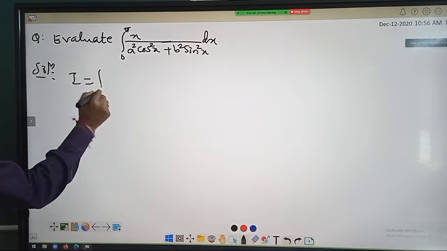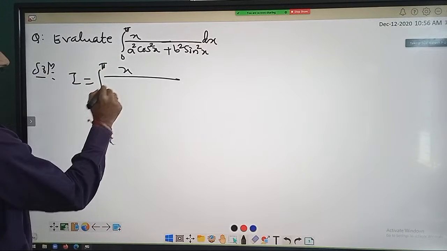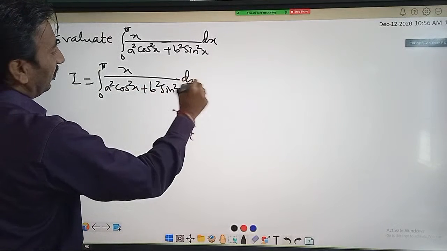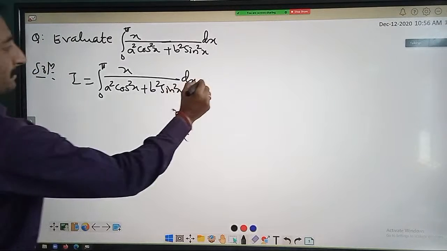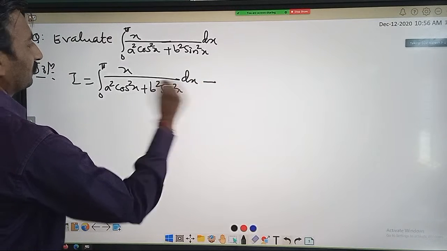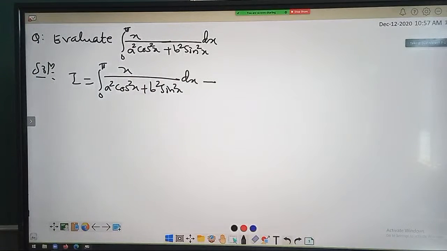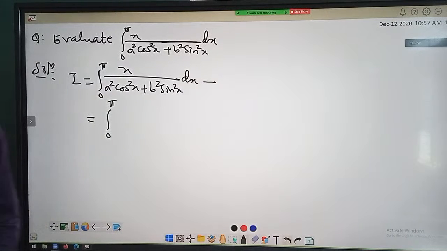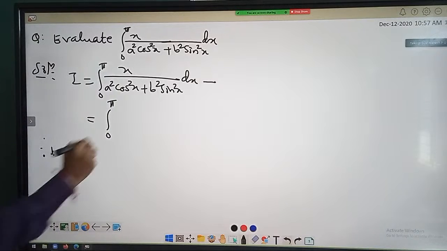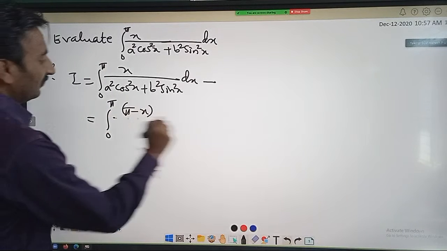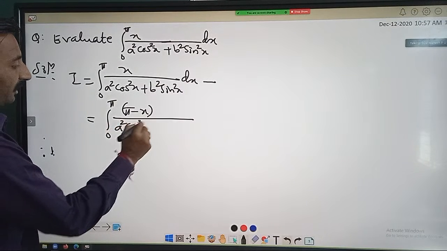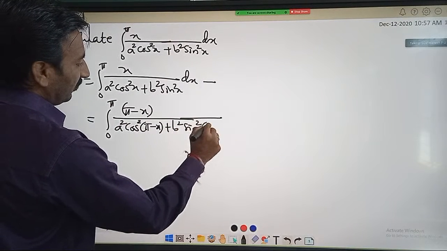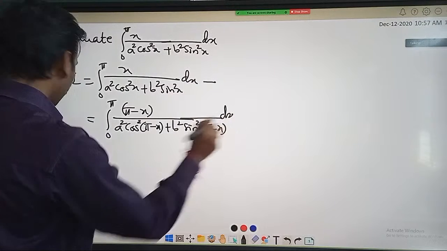First I say I equals the integral from 0 to pi of x divided by a square cos square x plus b square sin square x dx. Now apply the property. What is that? 0 to pi as it is, and wherever you have x, there you write pi minus x. This is pi minus x divided by a square cos square of pi minus x plus b square sin square of pi minus x dx. Correct?